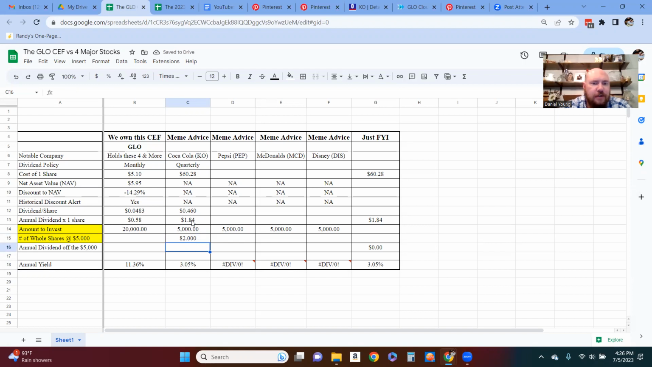So that's the annual dividend. There's a more complicated way to do this, but the easiest way is to take your total shares times the annual dividend of one share, and that gives you the annual dividend off all of your shares, right? And then this will come into play later.